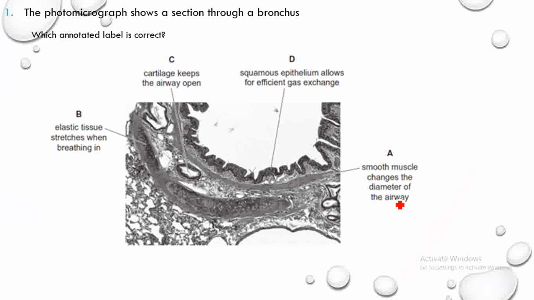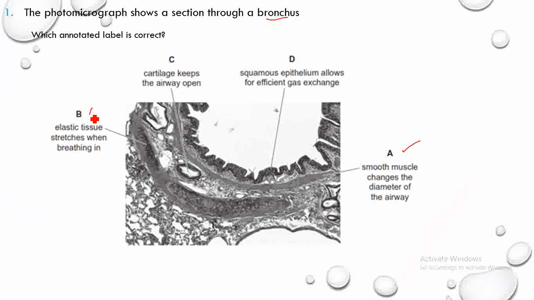Now it says A, smooth muscle changes diameter of airway. Yeah, that's smooth muscle, that's correct. It's a bronchus. Okay, A is correct. Now let's look at the others. B says elastic tissue stretches when breathing in. That's not elastic tissue. This is a block of cartilage, because this is a bronchus. Bronchus have irregular blocks of cartilage.